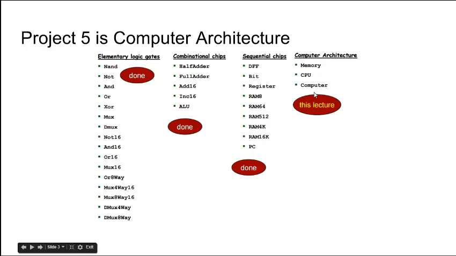This is Project 5. So you don't see Project 4 in here anywhere. Project 5 is basically how we're going to use these chips we've created so far to build the computer architecture. We have to have a discussion about the instructions we're going to send our CPU. We have to design those instructions, so that's what this lecture is about.